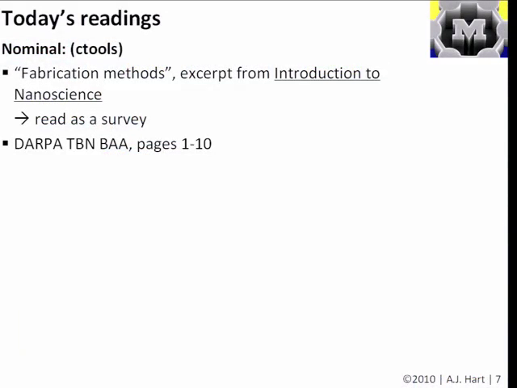So I just have a couple of readings. One is a chapter from a book called Introduction to Nanoscience on fabrication methods, and it's kind of like the characterization paper I gave earlier. It doesn't have complete information on a lot of things, but I just want you to read it as a survey to accompany the lecture. Specific techniques that are emphases for us will be talked about in subsequent lectures. And then I have pages of a BAA, or a call for proposals, from the agency DARPA, and I'd like you to look at the first 10 pages, which we'll talk about in a moment.